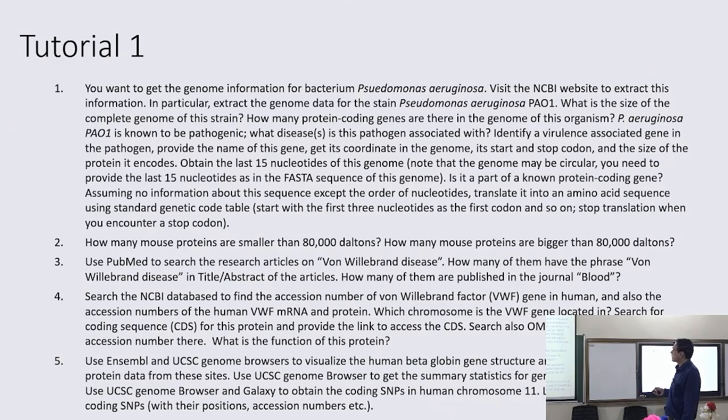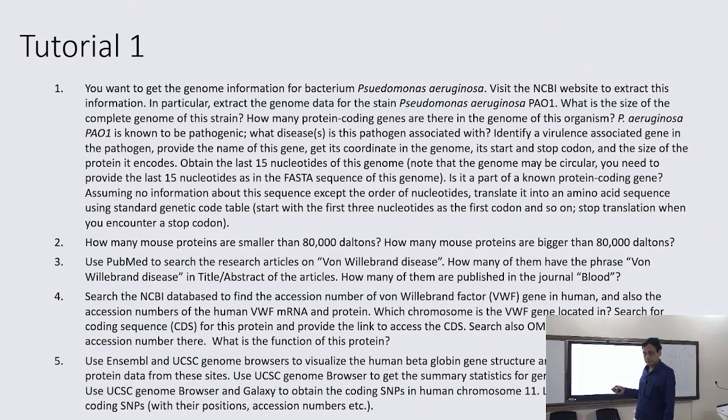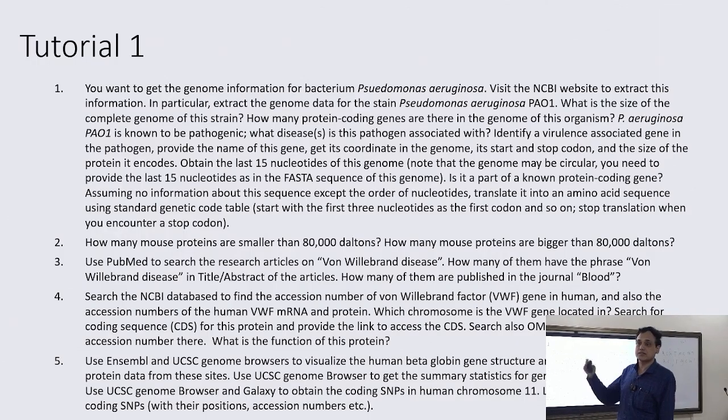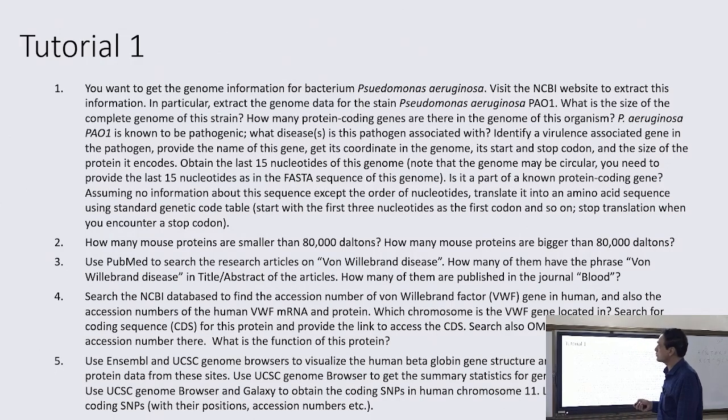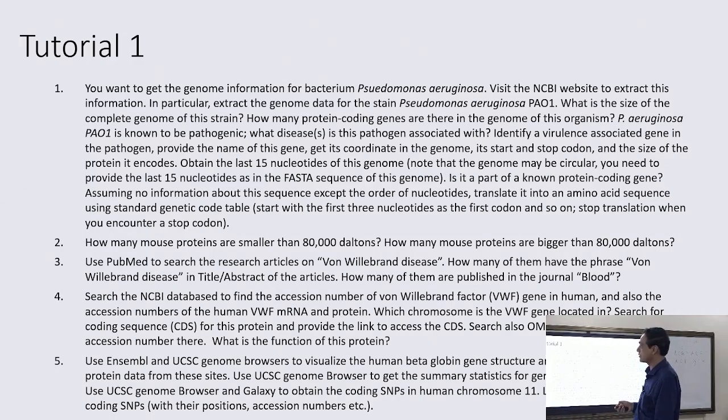Next question is, obtain the last 15 nucleotides of this genome. You will get to the genome page and look for the last 15 nucleotides. Note that the genome may be circular. I am asking you to provide the last 15 nucleotides as in the FASTA sequence of the genome. Is it a part of a protein coding gene? You have to look at the annotations, so the features in this genome. That should help you answer whether this is a part of a protein coding gene or not.